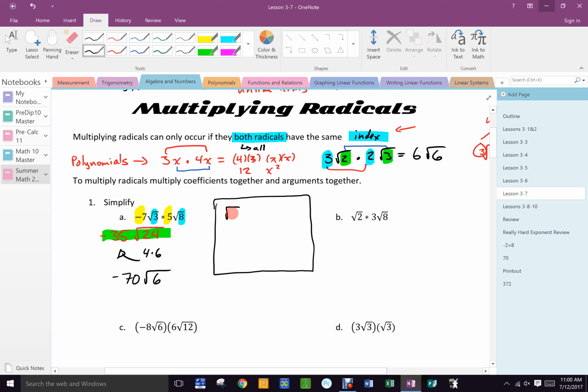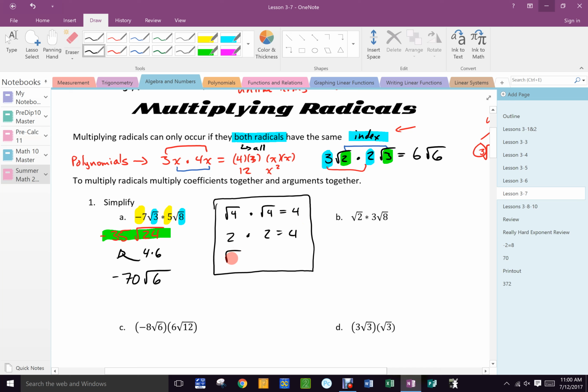What is the square root of 4? 2. Excellent. What is the square root of 4 times the square root of 4? Well, that would be 2 times, what's the square root of 4? 2. What's 2 times 2? 4. So what's the square root of 4 times the square root of 4? 4.